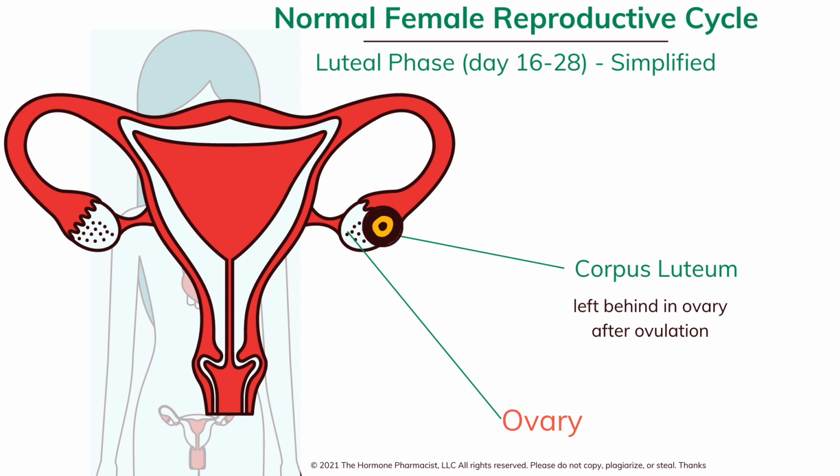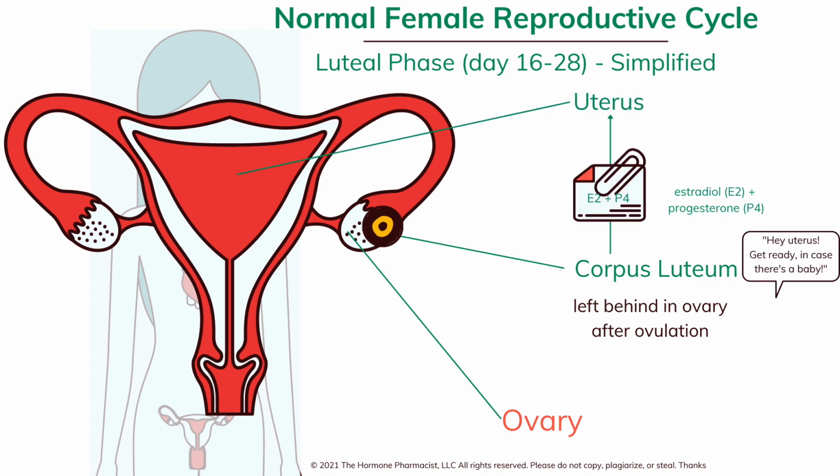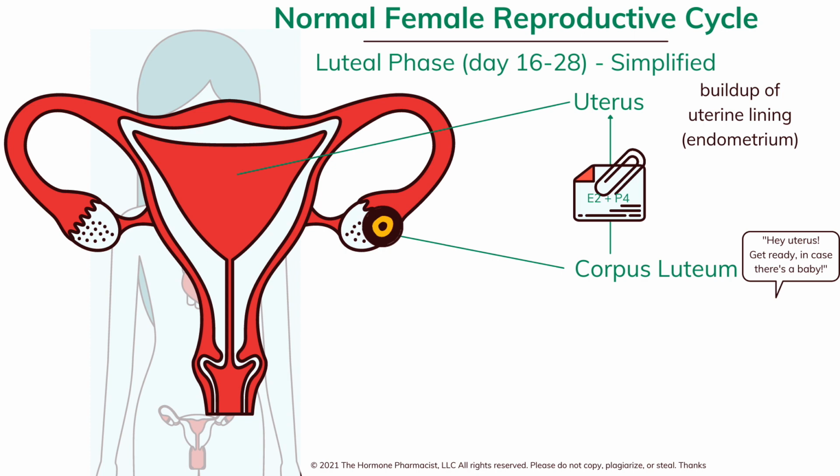Now, that corpus luteum is left behind in the ovary so that it can release a couple of hormones and send those hormone information packets to the uterus. Those hormones are called estradiol and progesterone. The corpus luteum essentially says, hey uterus, get ready just in case there's a baby to be implanted in the uterus. Now the uterus, in response to that message of estradiol and progesterone, causes a buildup of the lining inside the uterus. The lining is also called the endometrium.